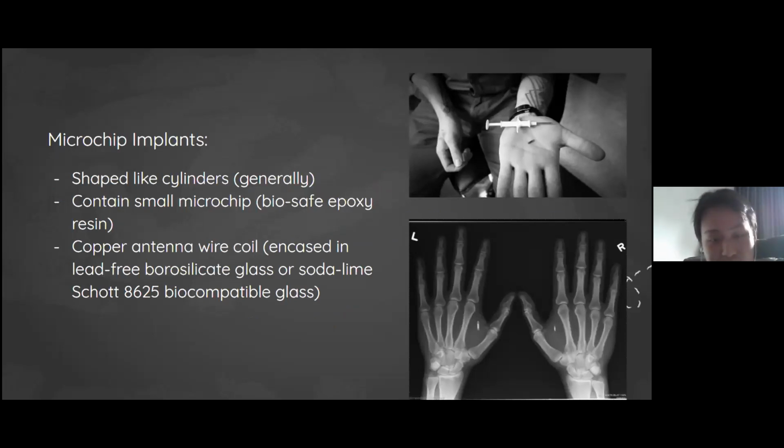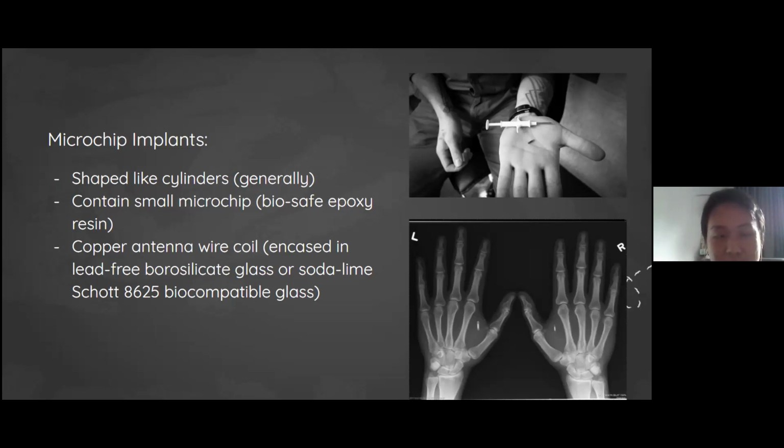Microchip implants are like an identifying integrated circuit, or an RFID transponder, encased in silicate glass, and implanted in the body of a human being. As you can see in the picture, on the hand there is a small thing right between the thumb and the index finger, and you can see the device in the upper figure, and the syringe is for inserting the microchip.